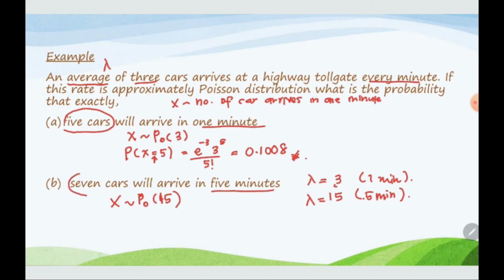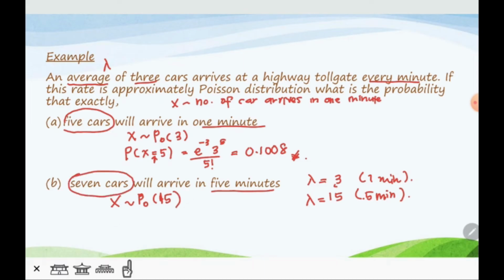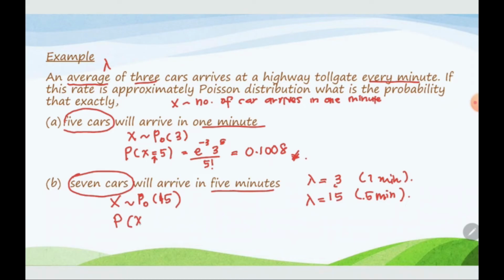So we need to find 7 cars. So P(X = 7), by using the formula as well. So e to the power of negative 15 times 15 to the power of 7 over 7 factorial. Then you can calculate in your calculator. You will get 0.0104.